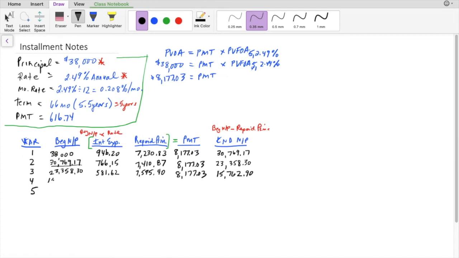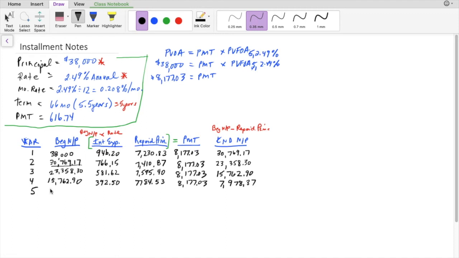Start year 4 with $15,762.90. Multiply that times my interest rate, I get $392.50. So the remainder of my payment, $7,784.53, is a repayment of my principal. I am down to $7,978.37.